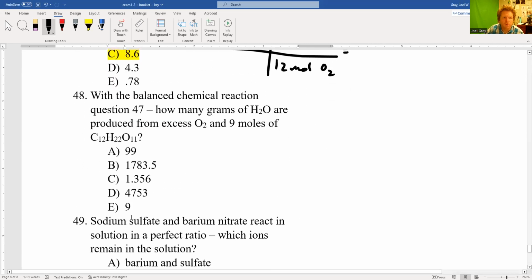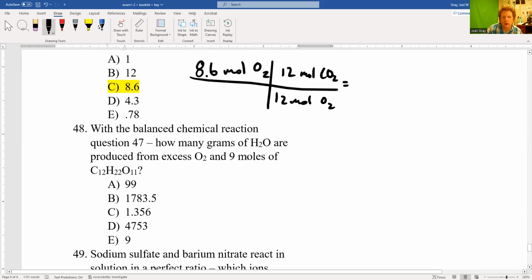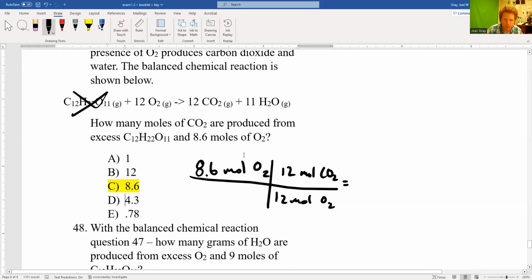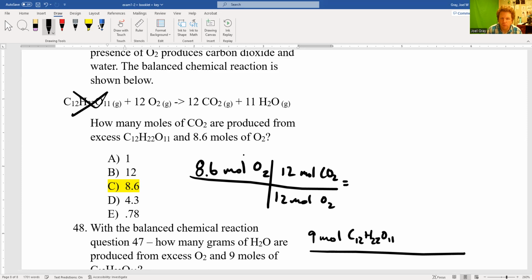Okay, question number 48. With the balanced chemical reaction in question 47, how many grams of H2O are produced from excess O2 and 9 moles of C12H22O11? Okay, so for this question, I'm going to write it off to the side here, 9 moles of C12H22O11. We've got excess O2, and we are asked about H2O.